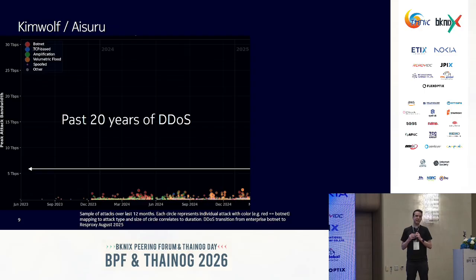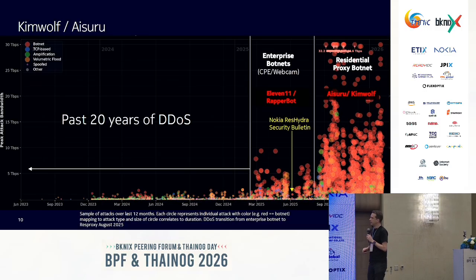So I said 2025 was the year that DDoS changed. For a long time, this is what DDoS was. Each bubble is one DDoS attack that we saw. So you can see it was pretty rare to get attacks that are in the terabit per second range. And then last year happened. So I was not kidding when I said that it was different.